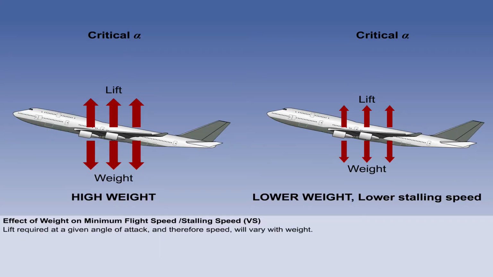A given aerofoil section will always stall at the same angle of attack, its critical angle, but aircraft weight will affect the IAS at which this occurs. The reasons for this are explained fully elsewhere in the syllabus, but briefly, at a lower weight and a given angle of attack, the aircraft will require less speed to produce the lift needed to balance the lower weight.